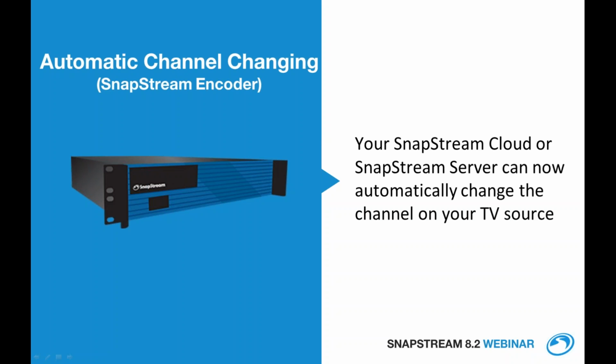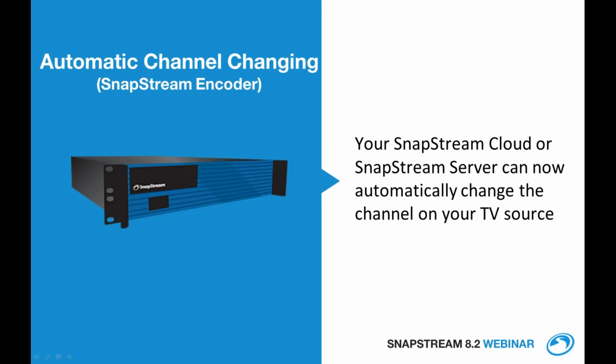So it's a really nice way to really open up your SnapStream Cloud as well as SnapStream servers that record QAM or analog, so you can record on multiple channels across a spectrum. Your system, and I'll show you this as we go into the demo of the software, will have your entire lineup available to you. And again, you can record just as many channels as you have, but it'll automatically change the channel to whatever you're looking to record at that moment.